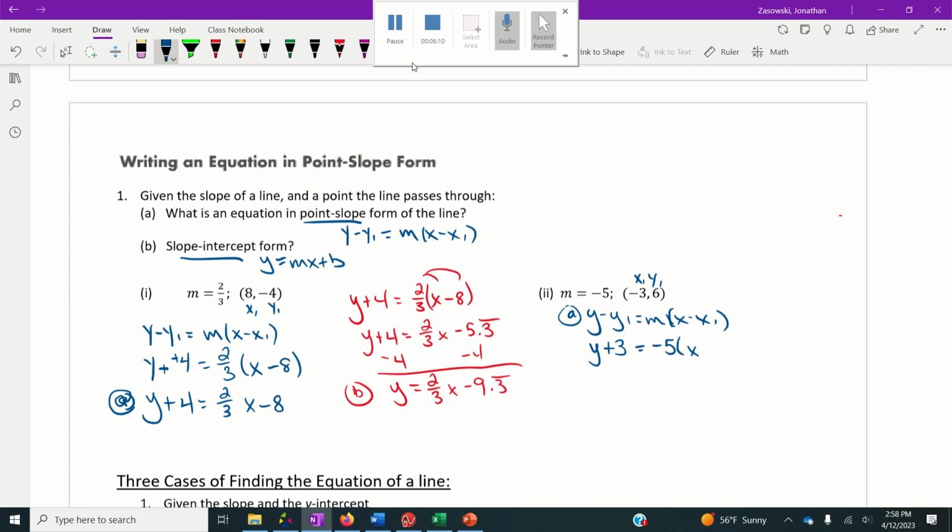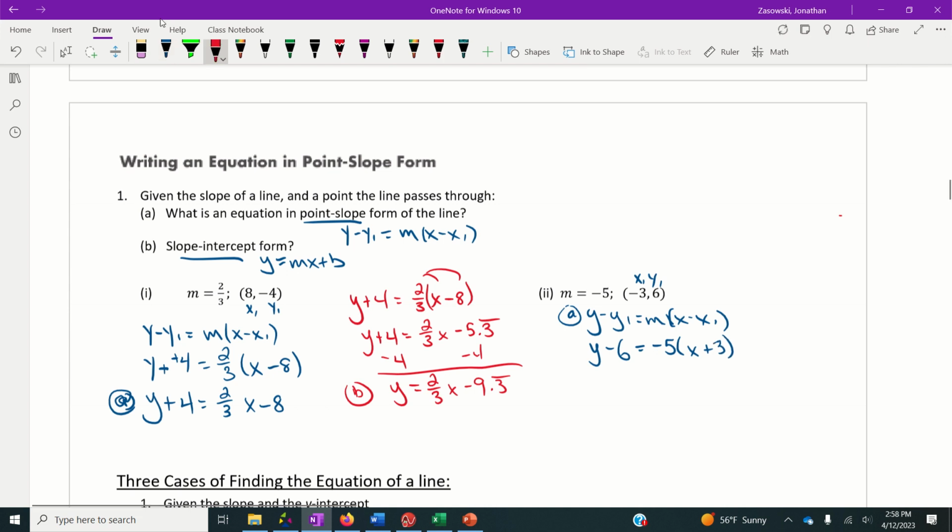Oh, you see what we did? We made a little blunder here. We plugged x1 for y1. We got to be careful that this is going to be y minus 6, and then x plus 3. Okay? And there is our solution.